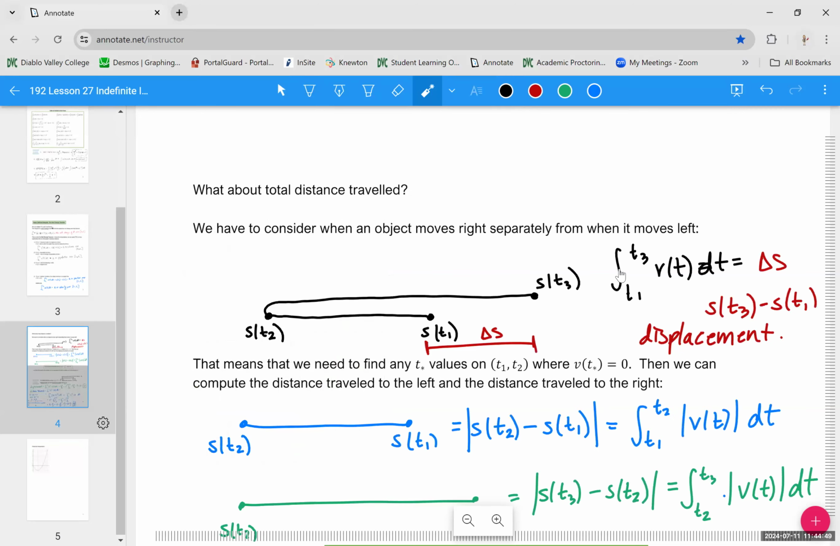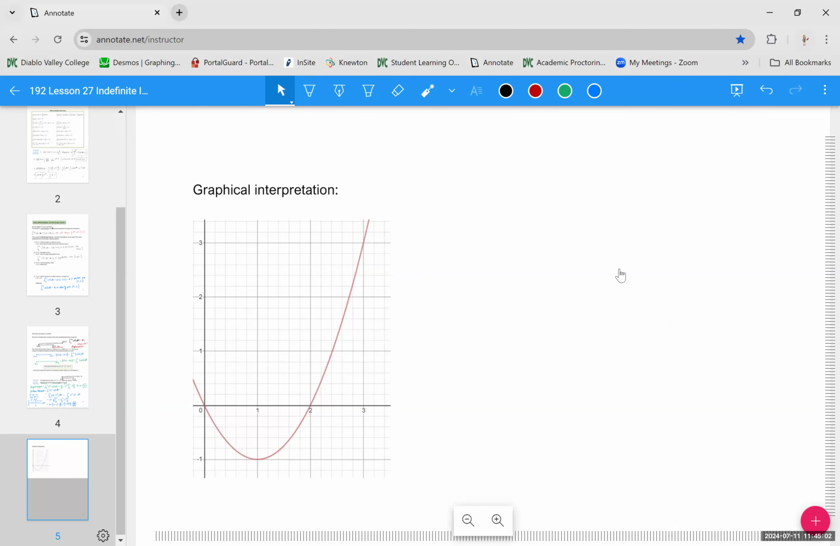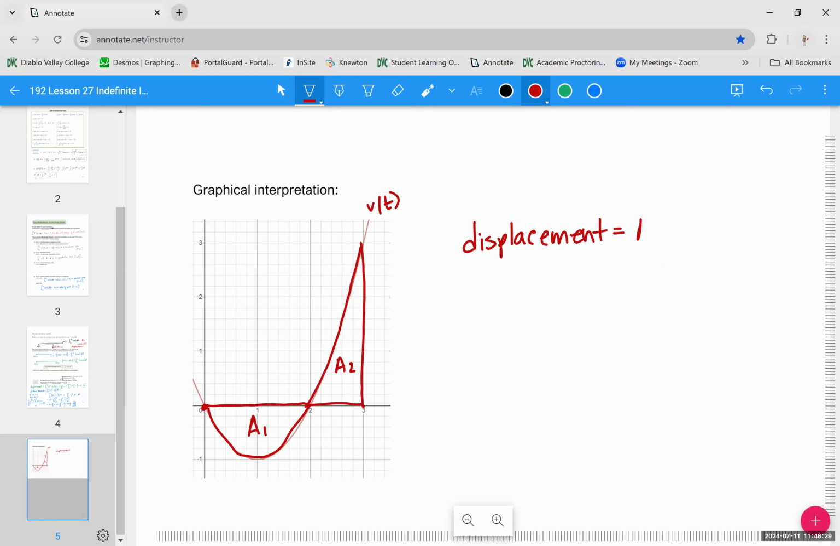Graphical interpretation of this, just because we've talked about this already before. The object moves t squared minus 2t. So here is a graph of the velocity. And we were looking at the interval from 0 to 3. So from 0 to 3. So when we integrate that, that kind of gives us these two regions. I'll call this A1 and I'll call this A2. Okay. So when you calculate displacement, you're doing net signed area. So it's going to be the area above minus the area below. But when you're doing distance traveled, everything is considered positive. So instead, you're going to have A2 plus A1.